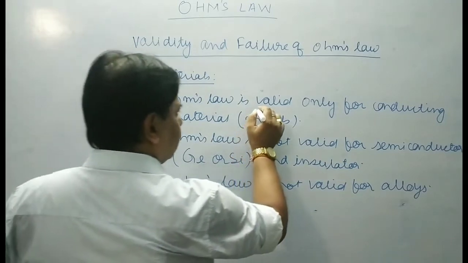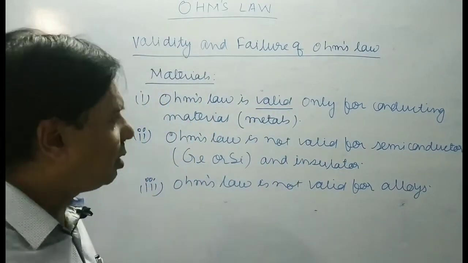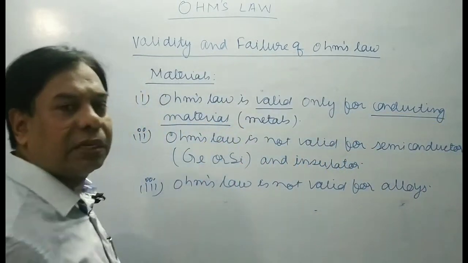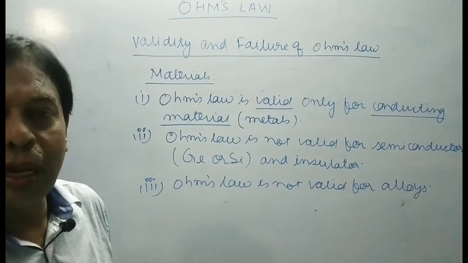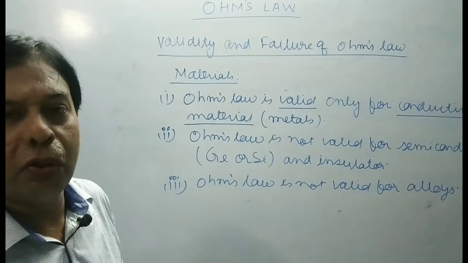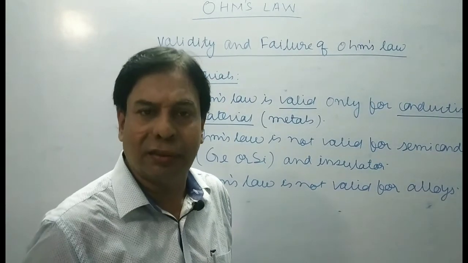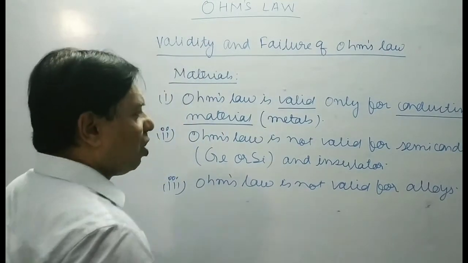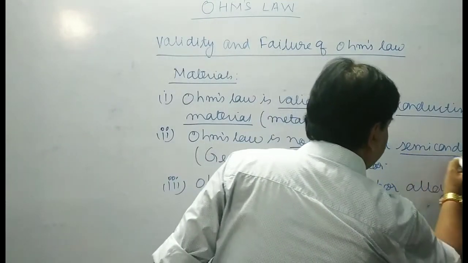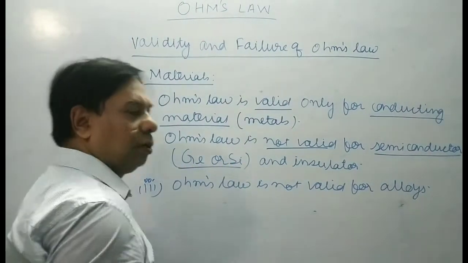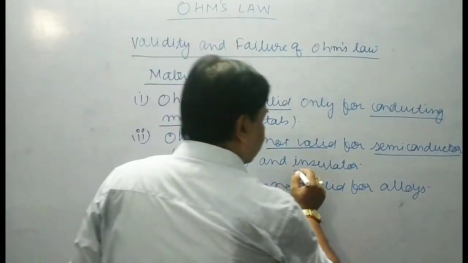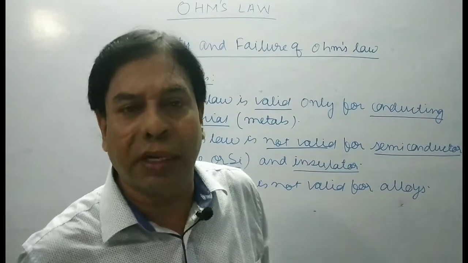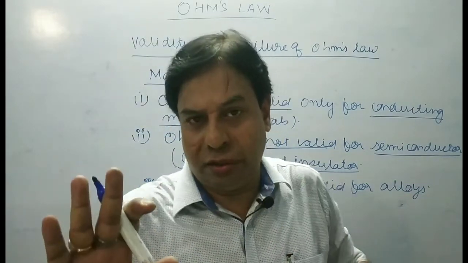It is valid only for conducting material. Conducting material means metal. Metal means iron, aluminium, copper, gold, silver, like that. This sort of material is required. Ohm's law is not valid for semiconductors like germanium and silicon, and insulators like diamond, like any dielectric material. Ohm's law is not valid at all.